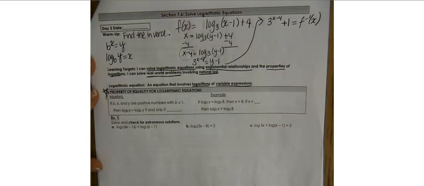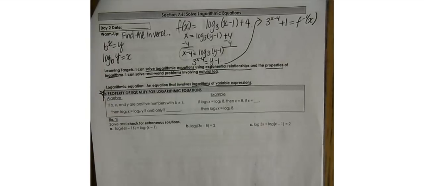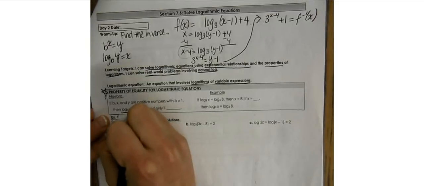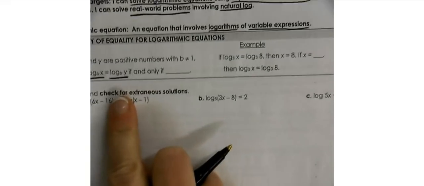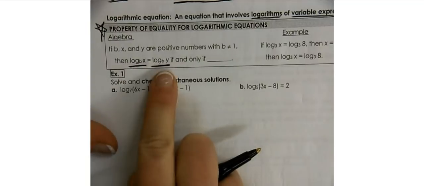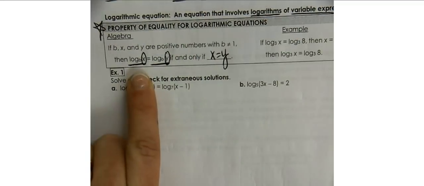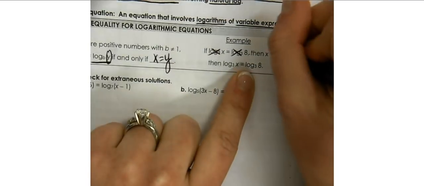So a property that I need you guys to know that's very similar to what we learned in our last lesson, but it's going to be a little bit different because it pertains to logarithms, is that if you have log base b of x is equal to log base b of y, where both of the logs are the exact same, the bases are the same, then what you can do is drop the logarithms and just set x equal to y. So for example, if you have log base 3 of x is equal to log base 3 of 8, the log base 3's will cancel out on each side and x equals 8.